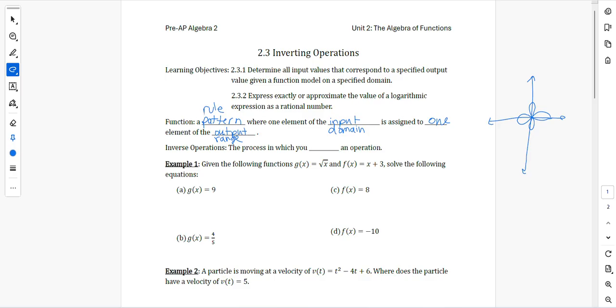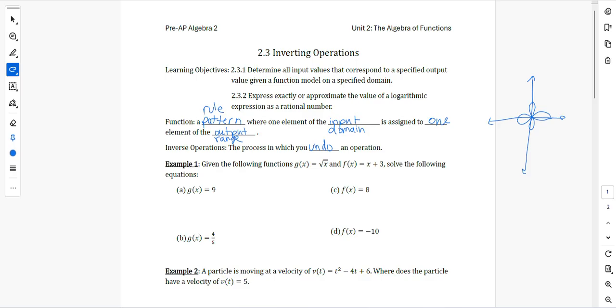Okay. Now, the reason that we're talking about this now is because with some of the equations and problems that we're going to be solving today, we'll be talking about input and output. Okay. All right. So an inverse operation, we're going to define this as the process in which you undo an operation. So think about all those times in algebra, or even like last year in geometry, when you were solving an equation, you are inverting different operations within those problems.